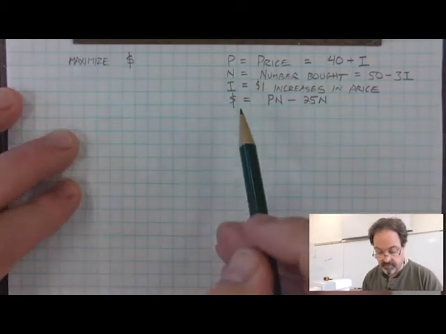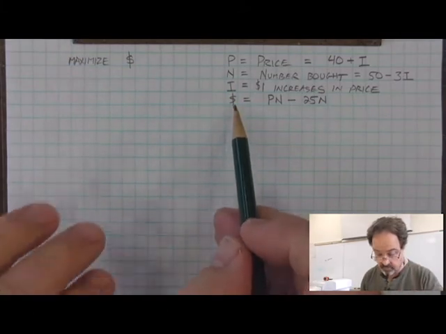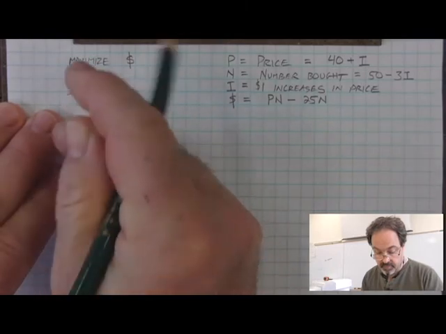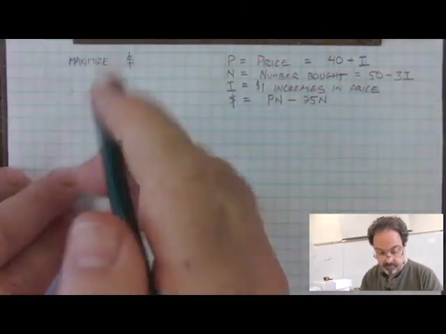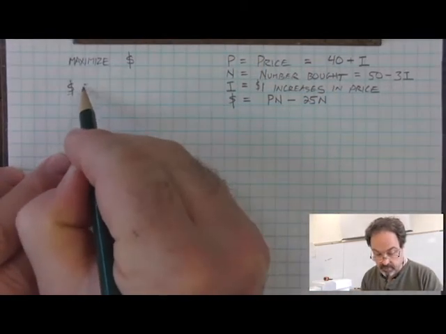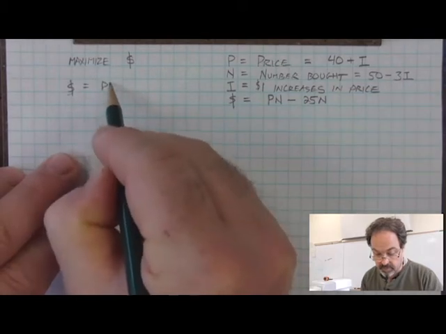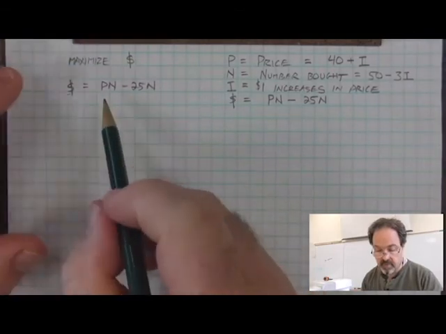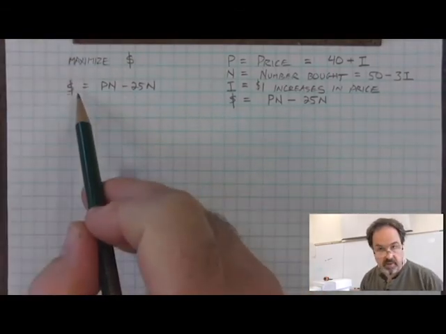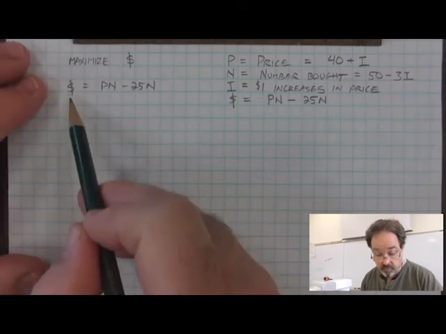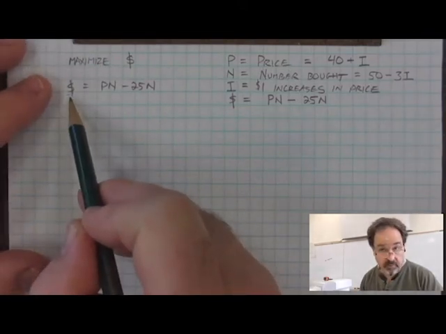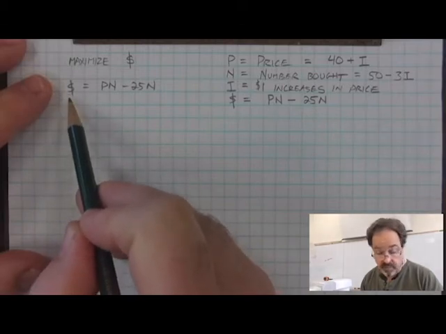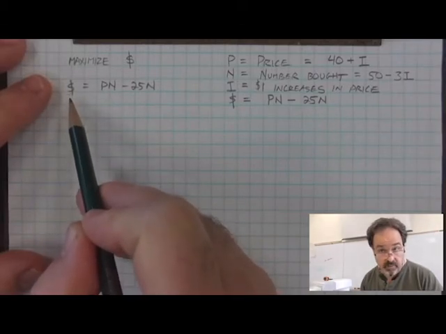profit. In this case, the $ sign was the symbol given to the idea of profit. The profit equation is P times N minus 25N. If I'm going to maximize profit, then I need an equation for the profit in terms of a single variable. I'm going to use the first derivative test to find a maximum if that equation has one.